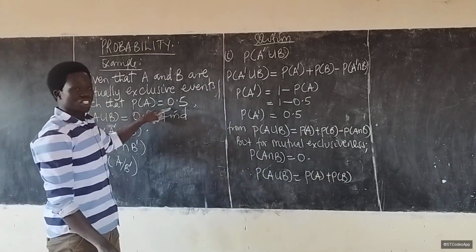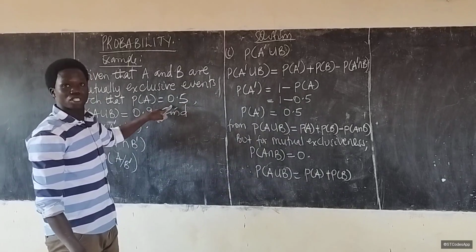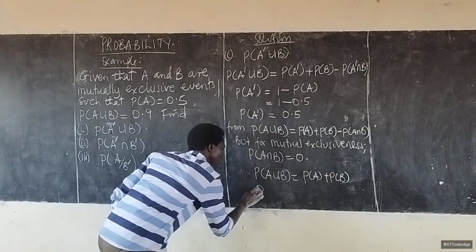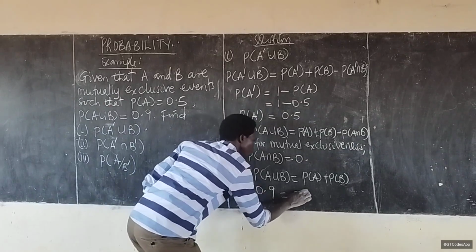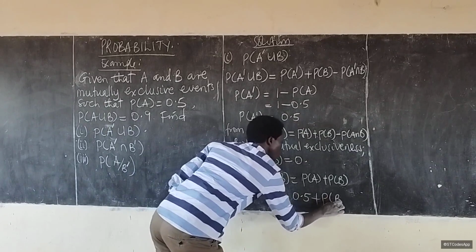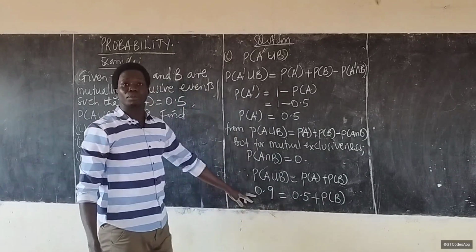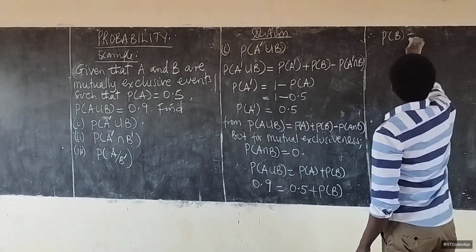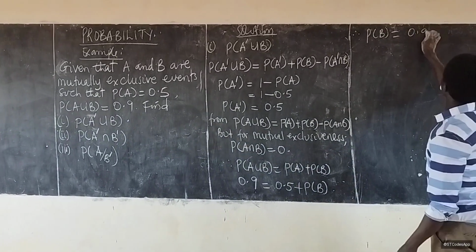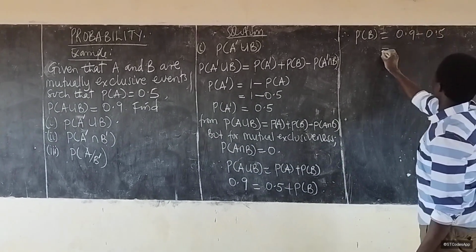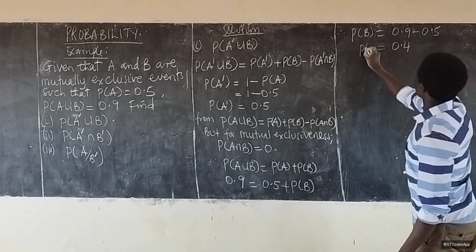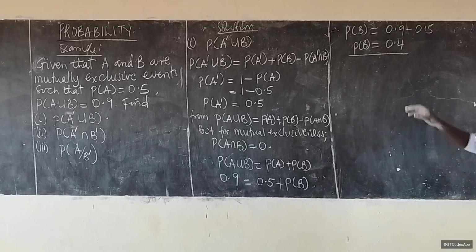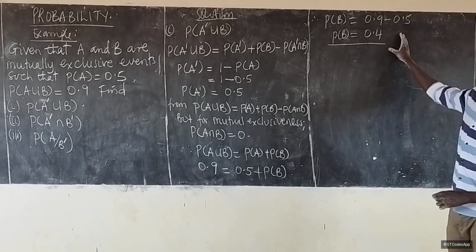Our probability of A is 0.5. The probability of B is not known. We are supposed to find it. The probability of A union B is 0.9. So we have 0.9 equal to 0.5 plus the probability of B. So I can find out the probability of B from here. Therefore, the probability of B would be 0.9 minus 0.5. This will be 0.4. My probability of B is actually 0.4.